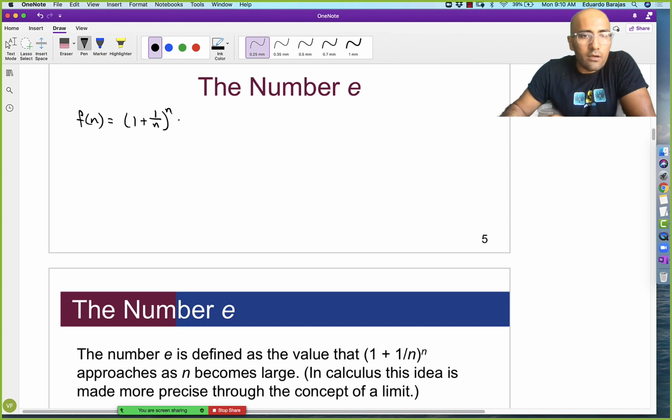Some brilliant person long ago was sitting around on a Saturday night thinking about this function. What else do you have to do? What better thing to do is there than to sit around thinking about interesting functions? So he thought about this one, raised to the power of n.